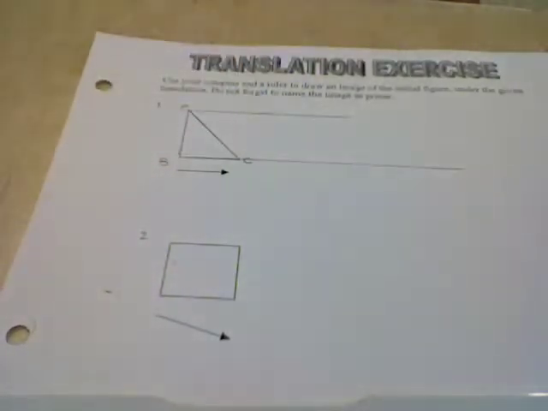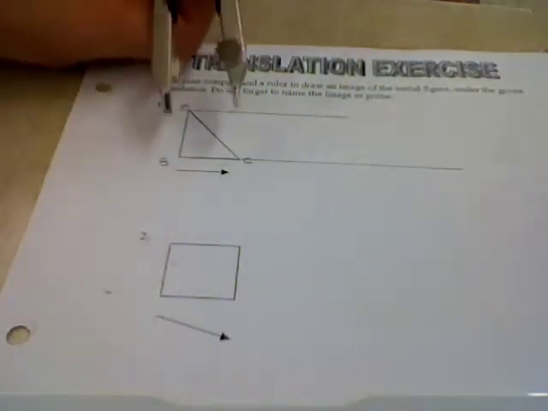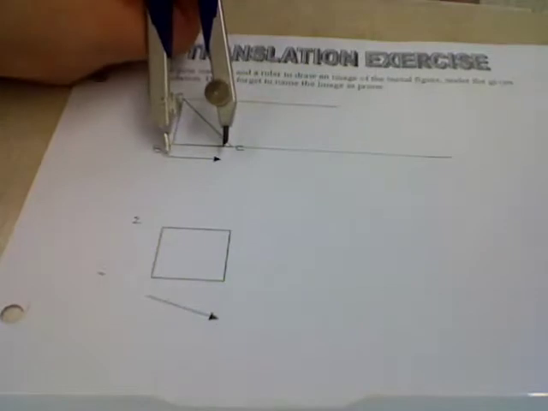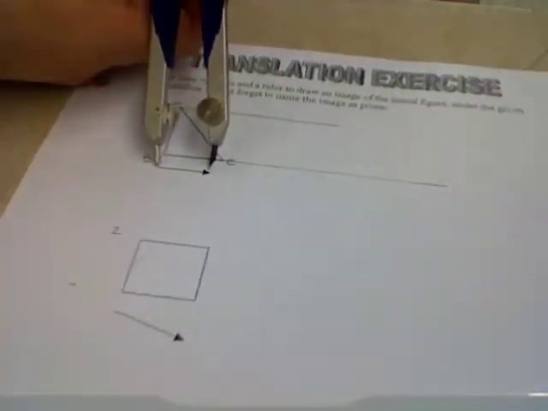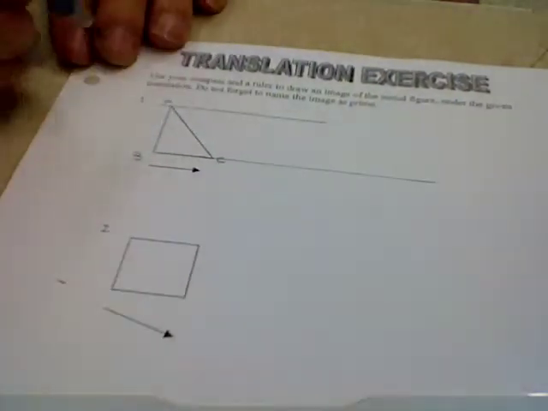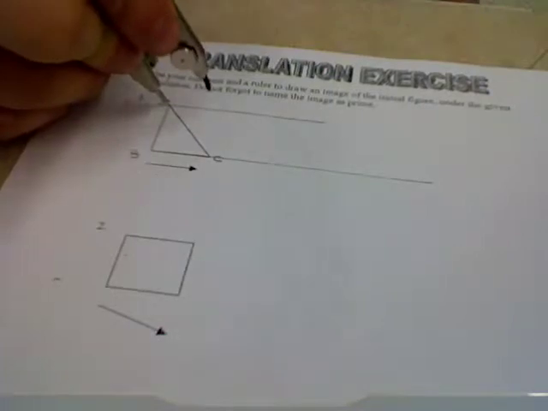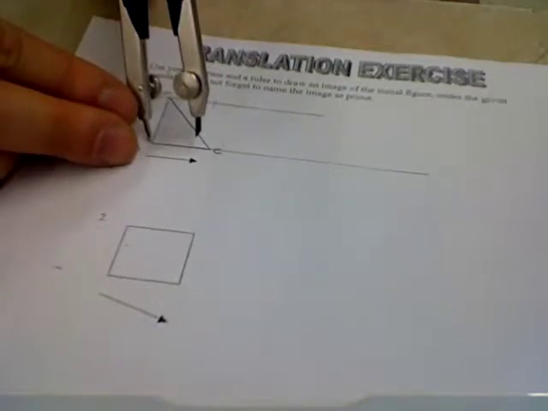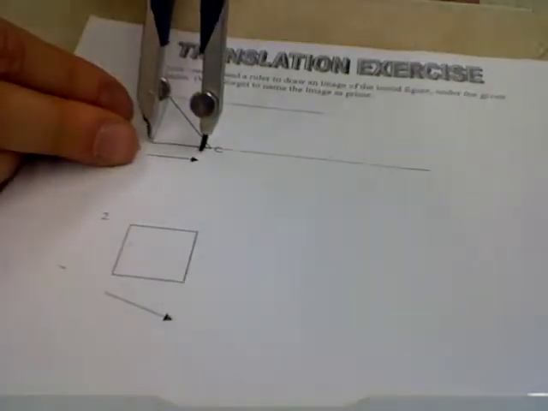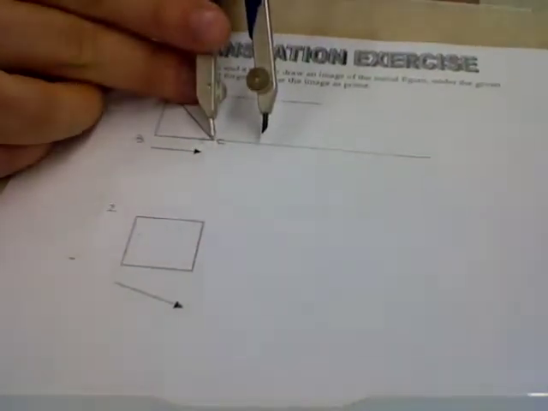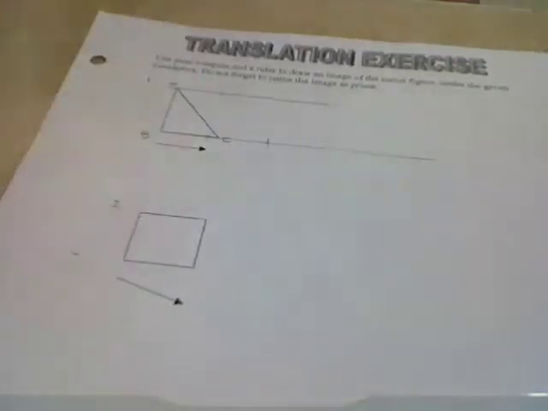So now what we do is we take our compass and we measure the size of our translation arrow. We put it right at the end and right at the tip so that they're the same. Now I go to each point. I go to point A and I make an arc. I go to point B and it's always the same length. I make an arc, and then I do the same thing at point C, and I make an arc.